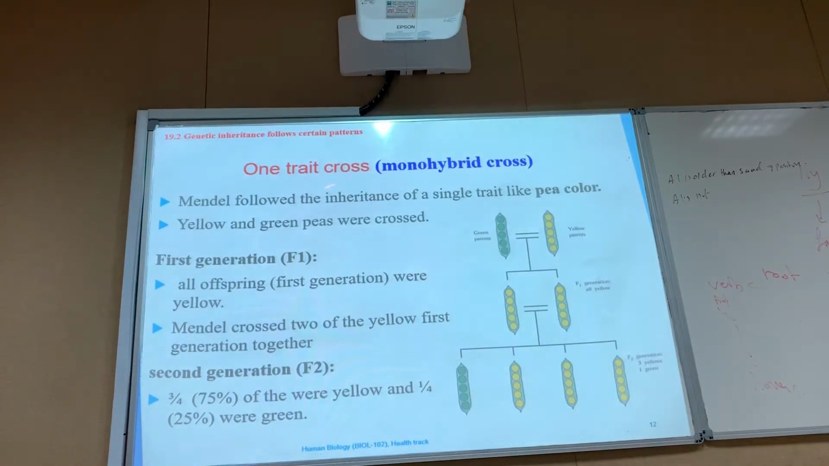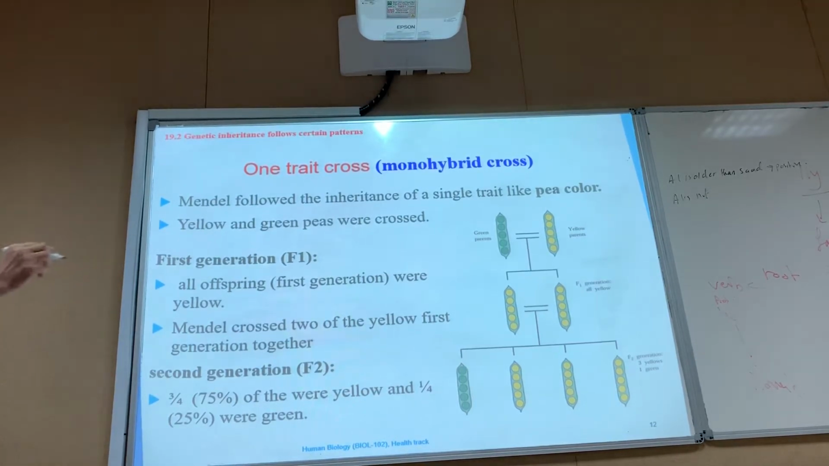So the first experiment he did was a monohybrid cross. Monohybrid means he's only looking at one trait here, okay? For example, it could be the pea color, shape, or the plant height. In a monohybrid cross, you're looking at a single trait, just the color, for example. So in this case, let's have a look at the color.